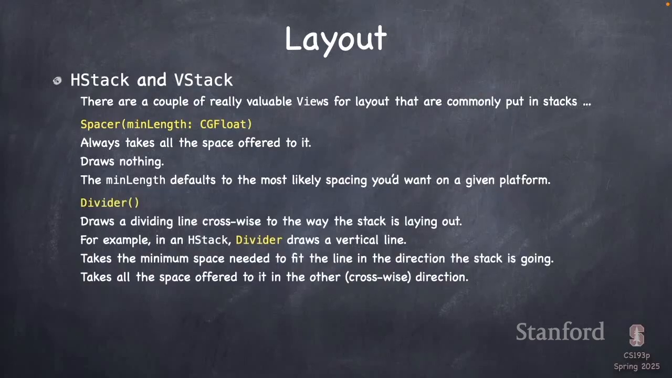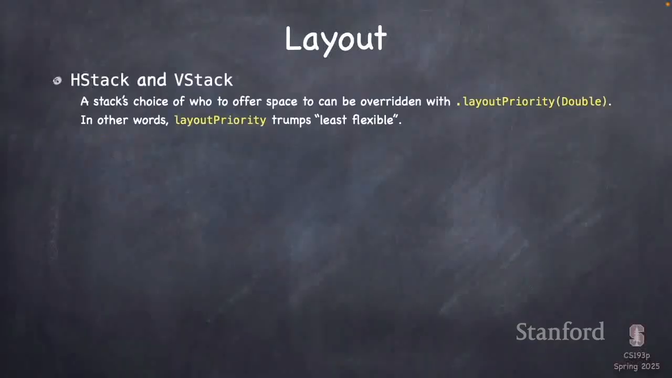And the other one is Divider. So Divider draws a little line, a little kind of gray line between the things. And it's fully flexible in the crossways direction. So in a VStack, it's fully flexible horizontally, but it's not flexible in the vertical way. It's only the width of that line. So Divider is how you can put dividing lines in between things in an HStack or VStack. It's common to use these two things to arrange things in your HStacks and VStacks.